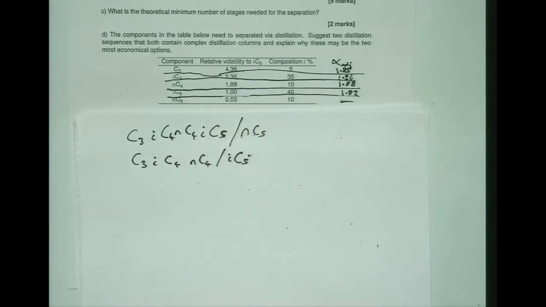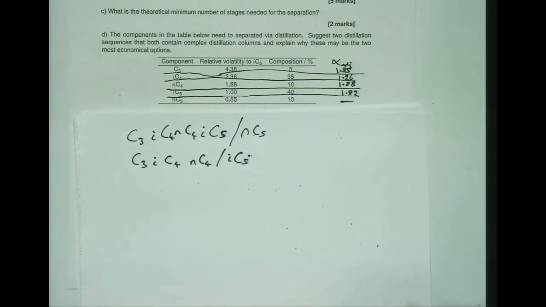So that would be potentially our first two distillation columns. If we think about our design heuristics, what might be good about that sequence? Well, it's not the very first step, but relatively early in our sequence, we're actually removing the IC5, which is our major component. So we're removing a large component relatively early in our sequence. So that's a plus for this sequence.